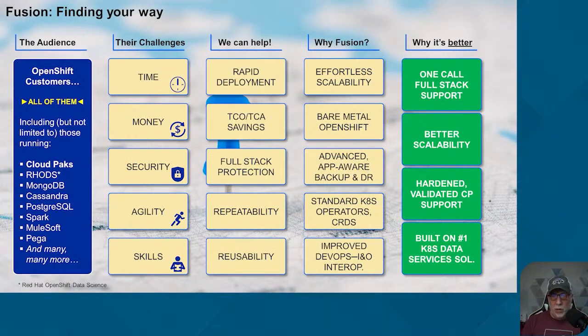I'm not going to read through this whole thing. The point here is that the audience that we're selling to is a pretty diverse audience. It's really anybody running any OpenShift application. There are some interesting emerging trends like Red Hat OpenShift data science, where we're seeing great uptake. The fact that Fusion can support GPU accelerated computing, working with NVIDIA, our partnership with NVIDIA. But you can see there's a bunch of applications here.